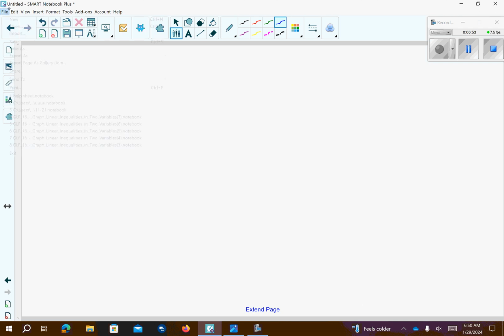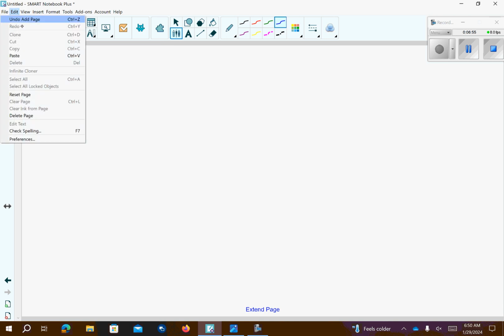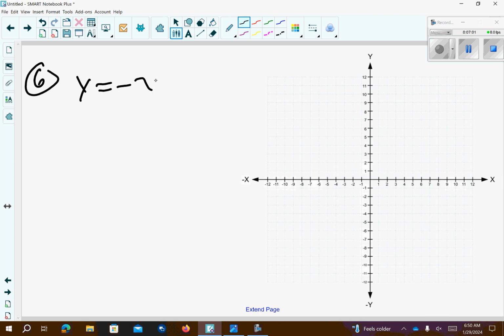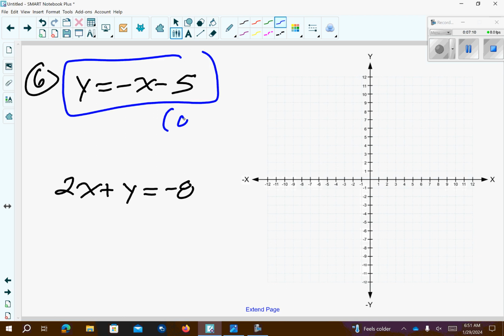Number 6, we want to go ahead and graph that as well. Let's get our graph up there. So number 6, we have y equals negative x minus 5. And then I have 2x plus y equals negative 8. The top equation we'll do in blue. My y-intercept is 0, negative 5, which is down here. My slope is negative 1 over 1. So I'm going to go down 1, right 1. And make those as straight as you can.